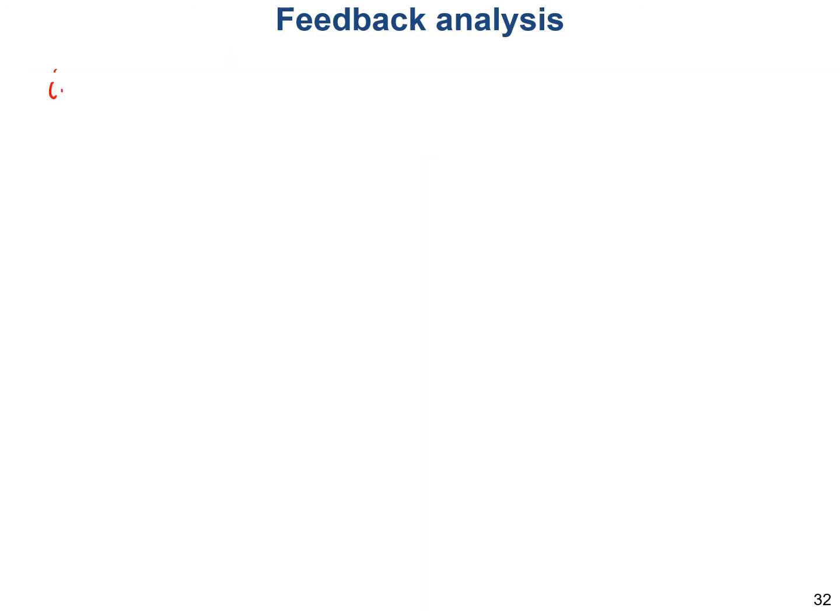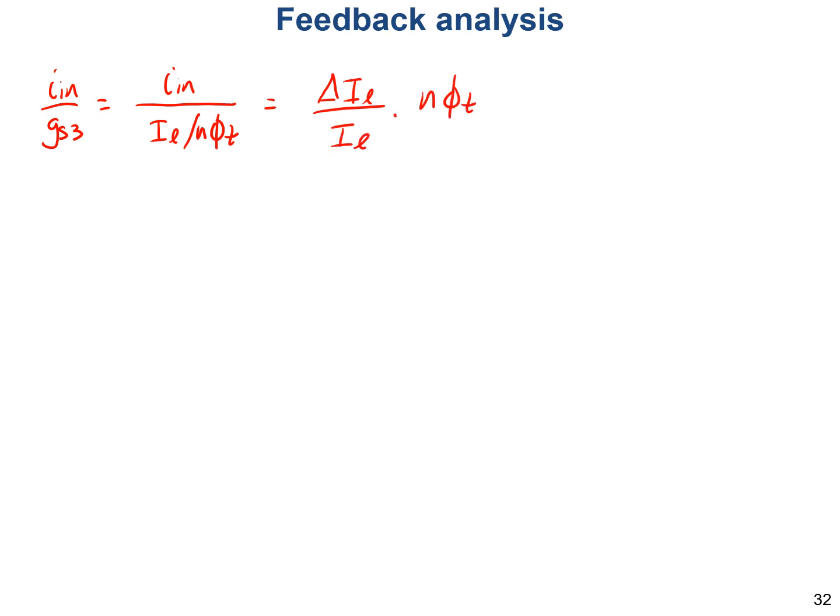So I in over GS3 is equal to I in, this is the AC component of I in, over IL over N phi t. This is the current flowing through that transistor, which is equal to delta IL divided by IL times N phi t. So that's just writing out the expression for the input signal into this circuit, which is I in over GS3.